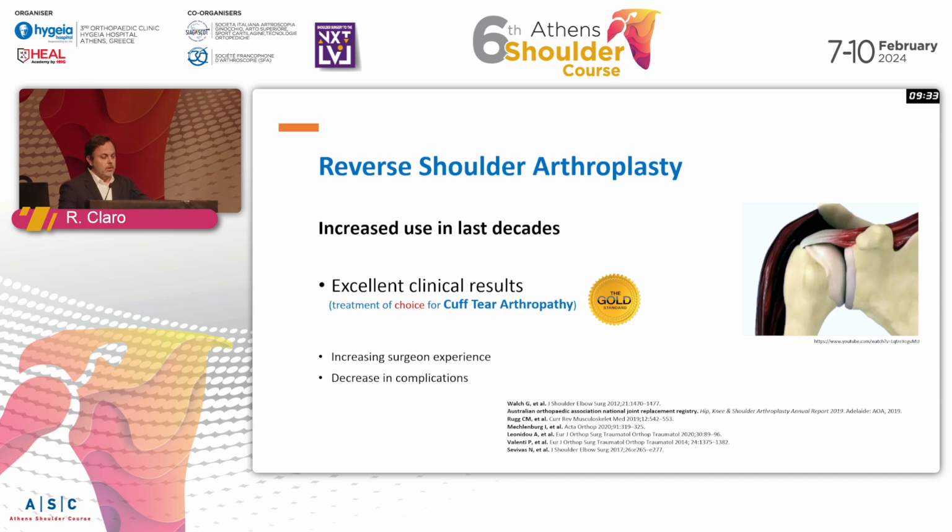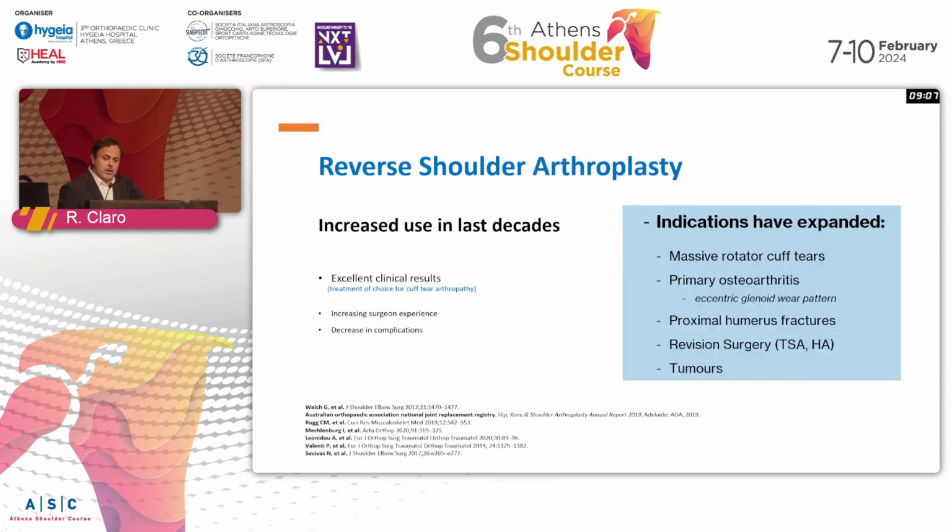it's been used for the last decades, and we witness increased use of this procedure, with excellent clinical results. Especially, it's the treatment of choice for cuff tear arthropathy. I can say it's the gold standard. And these increased results are maybe because of the experience of the surgeons and also the decreasing of complications. And nowadays we have expanded indications. We use reverse for massive rotator cuff tears, primary osteoarthritis, proximal humerus fractures, revision surgeries, and also for tumors.